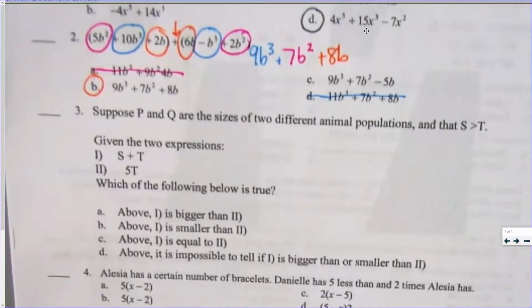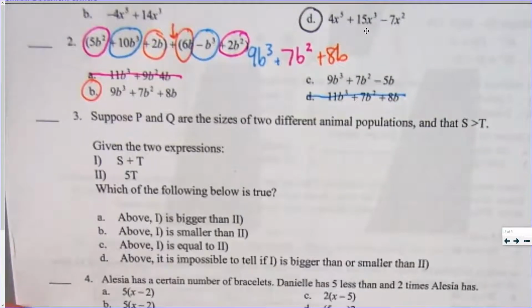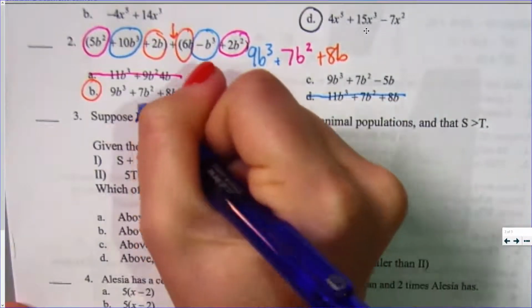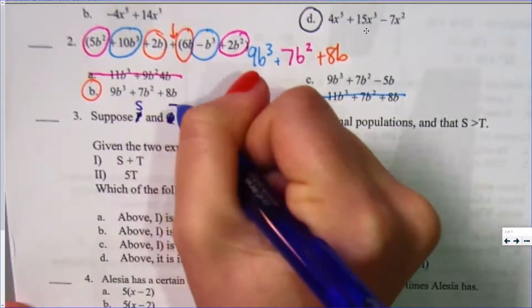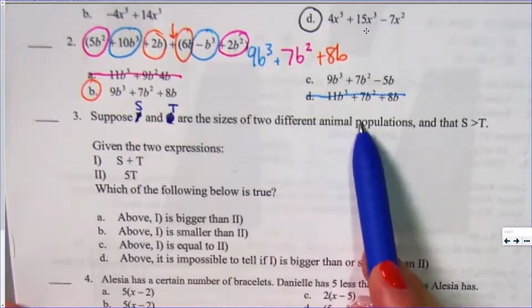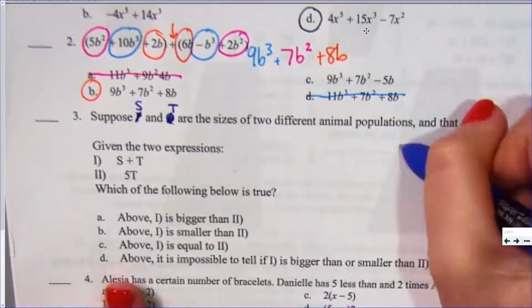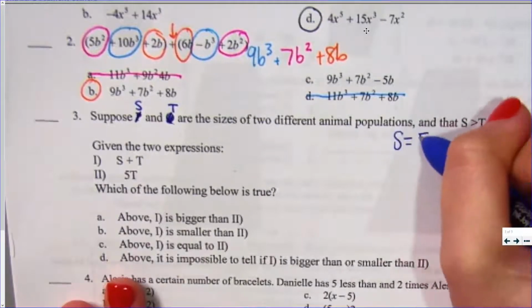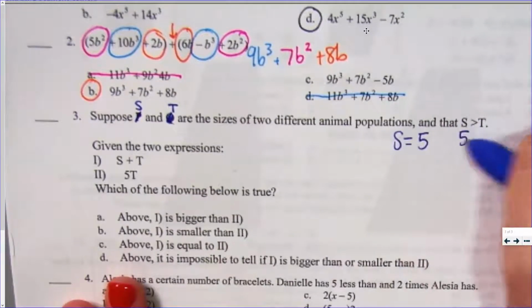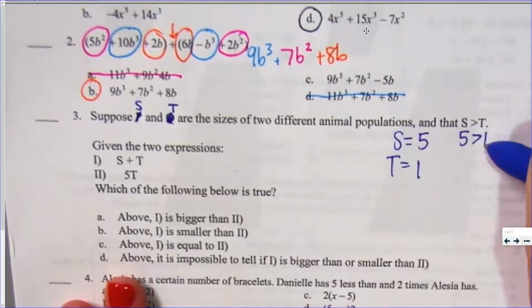All right, now number 3 can be a little tricky. First of all, this should say S and T. So S and T are the sizes of 2 different animal populations, and S is bigger than T. So we're going to give S and T some values. So S, we're going to say is 5, and I have to make 5 greater than T. So we're going to say T is going to be 1.